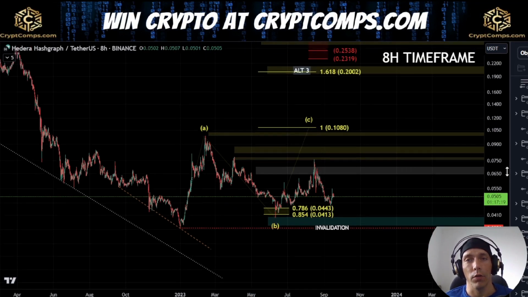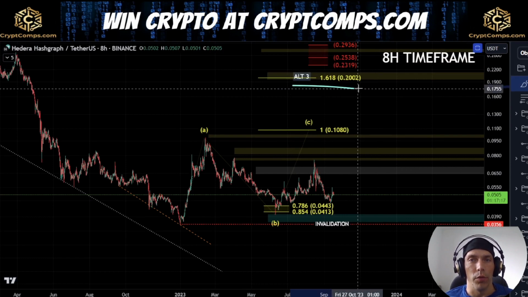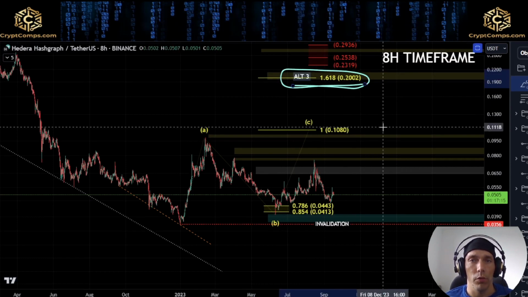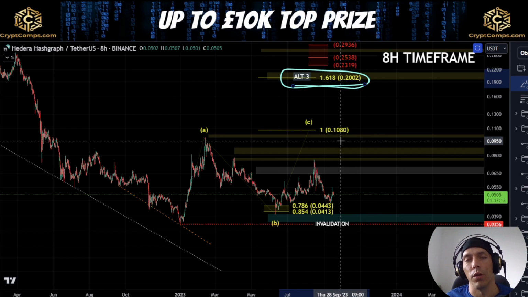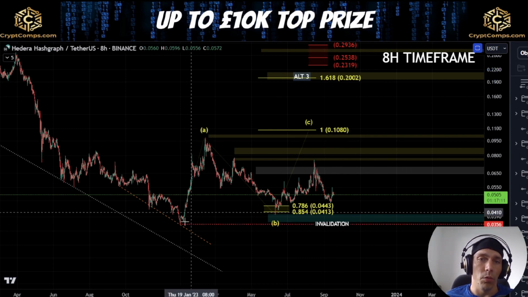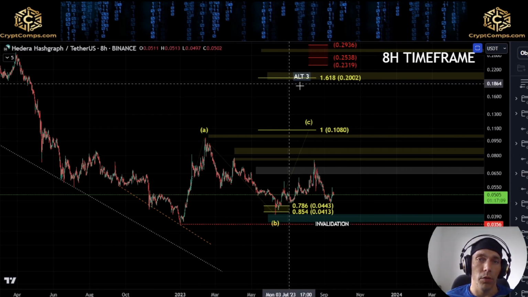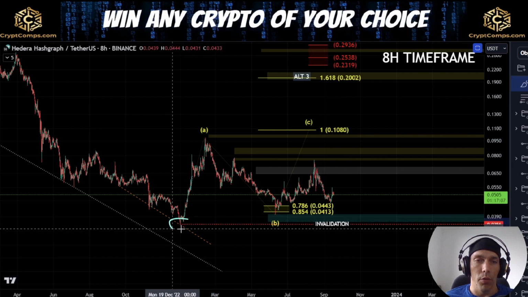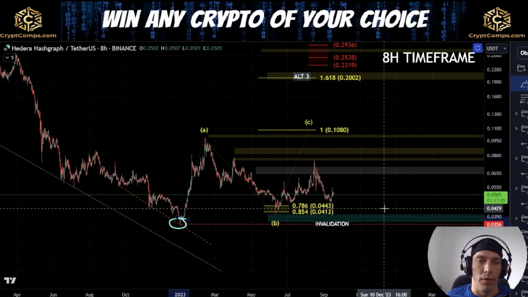If we look at the count in this way, we also have the potential of seeing a wave 3 if we see price pushing up towards this 20 cents. This would mean that we would potentially be looking to trend from this area, and that would then, in my opinion, confirm that we have a low in place down here.